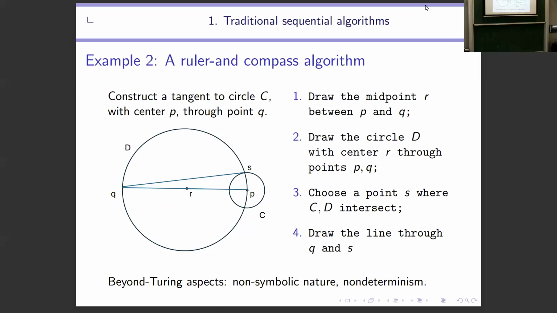So another algorithm, ruler and compass, also comes to us from roughly the same times. So let me explain now. We're given this little circle centered around P and another point. So these are all givens: circle C centered at P and point Q. And the task is to find a tangent using only a ruler and compass.